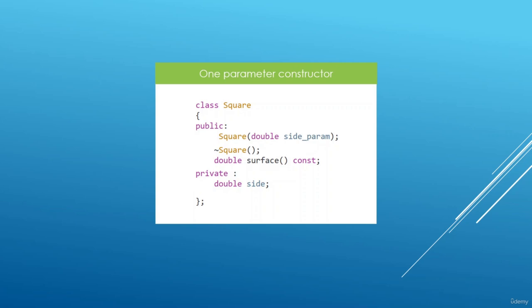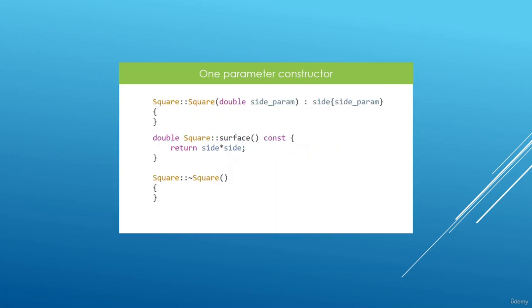Let's look at how we can implement the functions we have. We could implement our constructor using an initializer list like this. So we're going to take the side member variable and we're going to initialize this with our side param. Then we're going to compute the surface. The surface is going to basically be side multiplied by side. And then we're going to return this. And whoever called this surface function on our class object is going to be able to use the return value here.